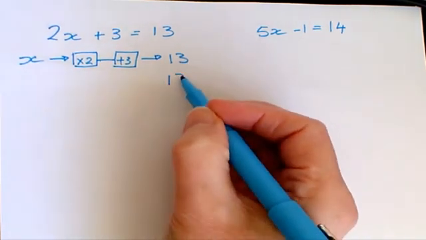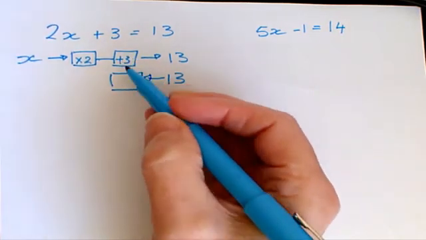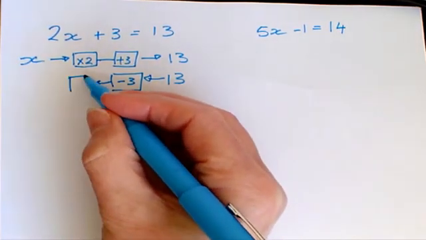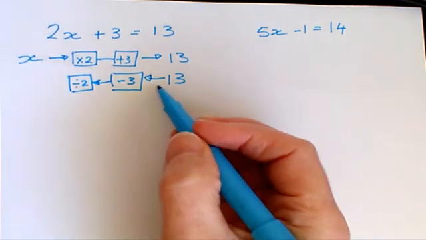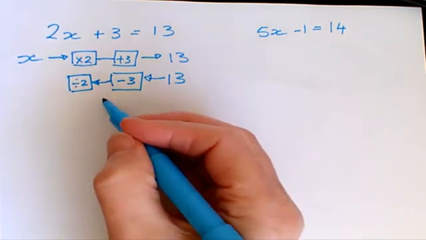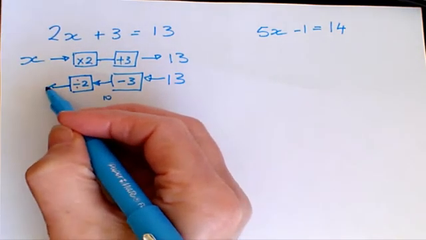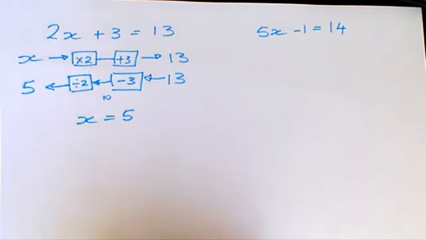Working backwards, we start with 13, change direction. Opposite of add 3 is take away 3. Opposite of times by 2 is divide by 2. So I got 13 minus 3 is going to give me 10, and 10 divided by 2 is going to give me 5. So x equals 5.